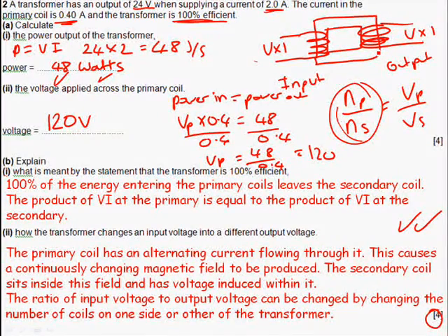And then just to go for gold here, I've written that the ratio of input voltage to output voltage can be changed by changing the number of coils on one side or other of the transformer, just as explained in this formula here.